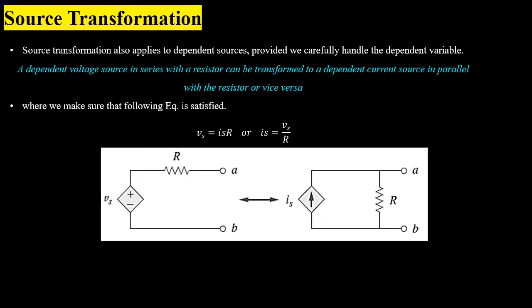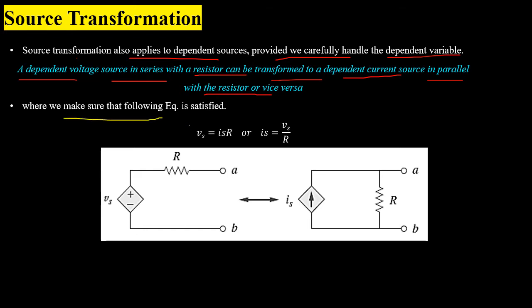The source transformation is also applicable to dependent sources, provided that you deal carefully with the dependent variables. A dependent voltage source in series with a resistor can be transformed to a dependent current source in parallel with a resistor, or vice versa. Here you have to make sure that the following equation is satisfied, which states that the voltage source value will be equal to the source current multiplied by resistance, or the source current will be equal to the source voltage divided by resistance.